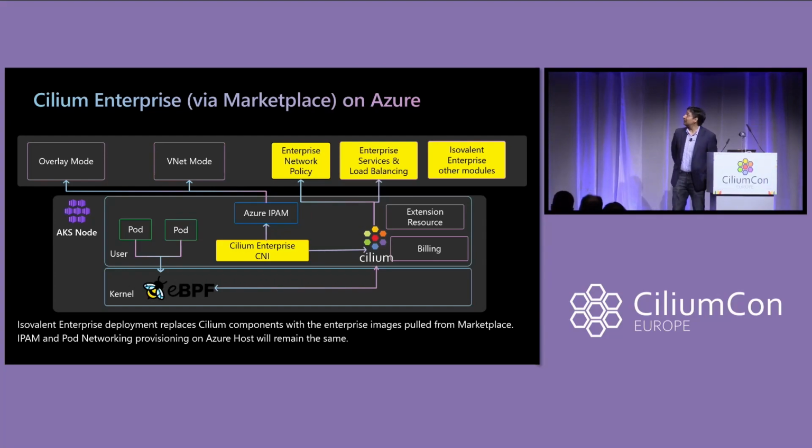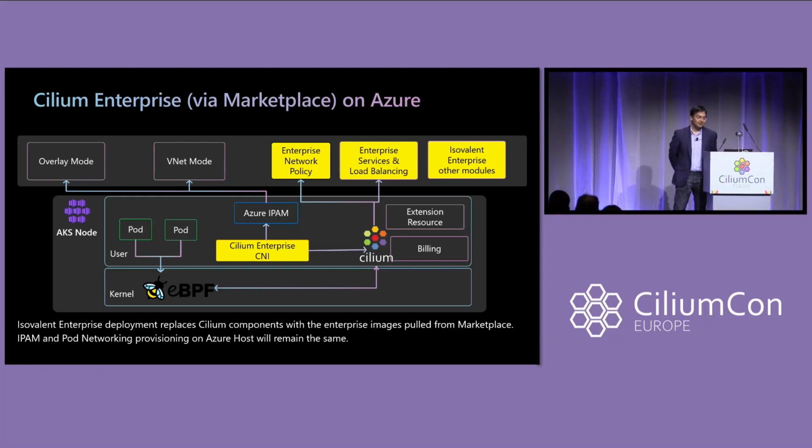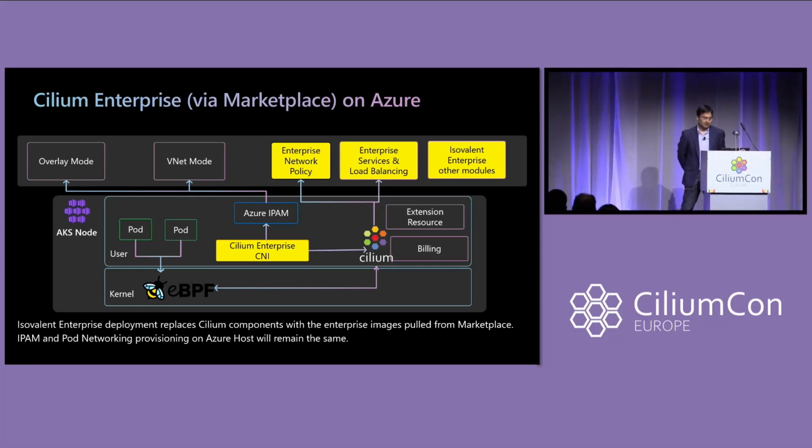Cilium Enterprise via Azure Marketplace is natively integrated with Azure. What that means is that it uses Azure IPAM, it uses Azure Host Networking, and Cilium Enterprise you can deploy by simple click of a button, and it will automatically upgrade you from open source Cilium to Cilium Enterprise. And Cilium Enterprise will provide you with enterprise network policy, enterprise services, and load balancing, and several other enterprise modules.